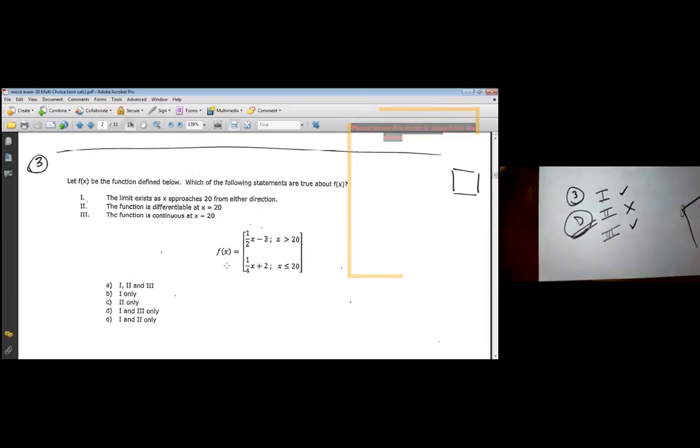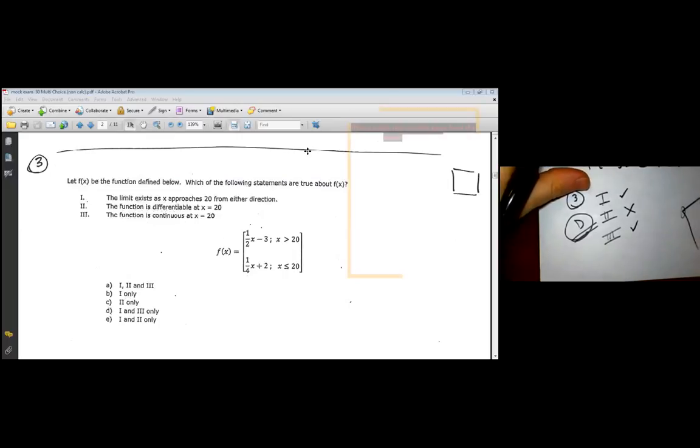Does anybody have any questions on one or two or three? Mr. Baker, if it was like x squared, one of them, would it be differentiable?